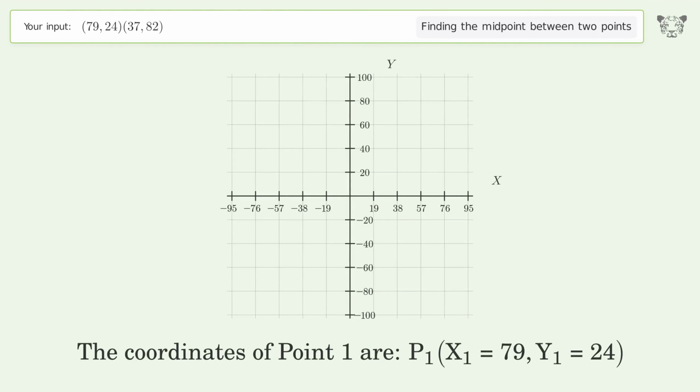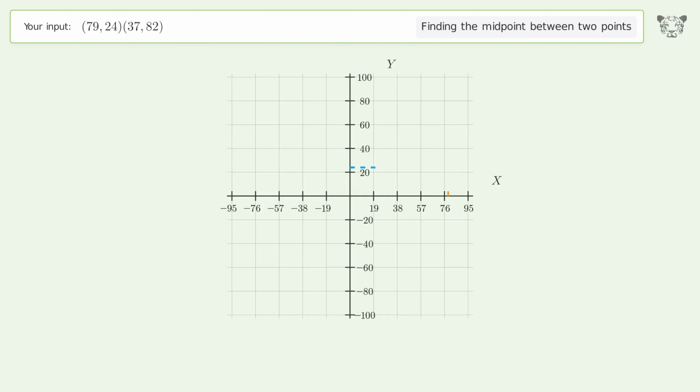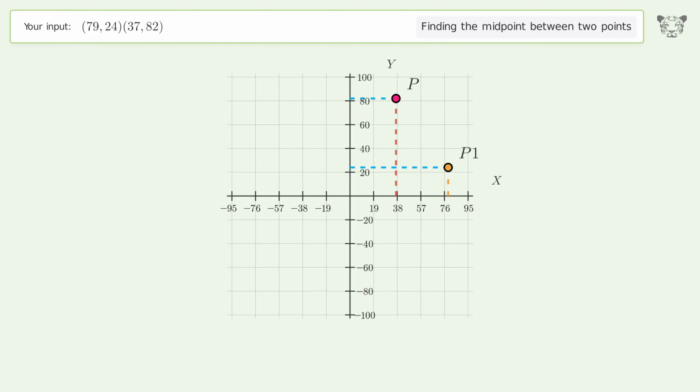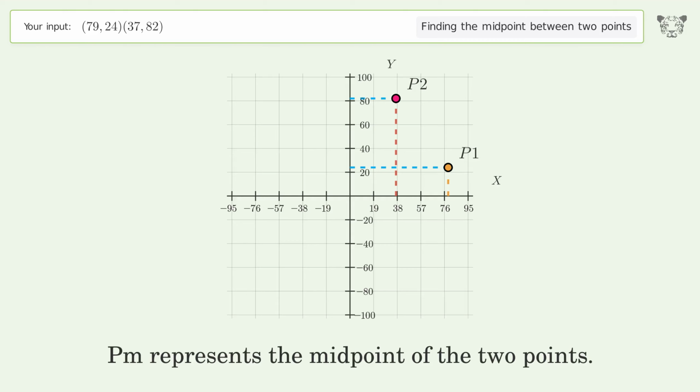The coordinates of point 1 are x1 equals 79, y1 equals 24. The coordinates of point 2 are x2 equals 37, y2 equals 82. PM represents the midpoint of the 2 points.